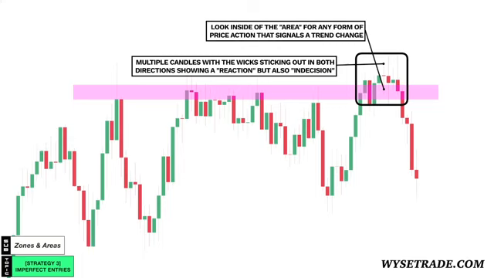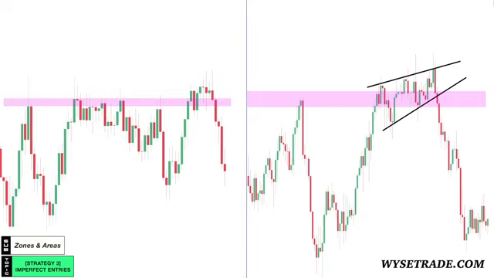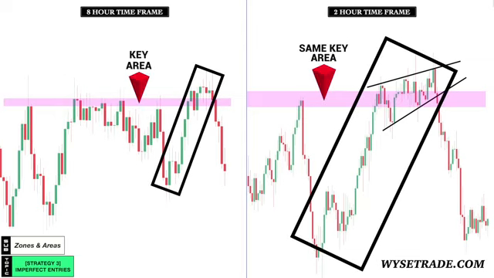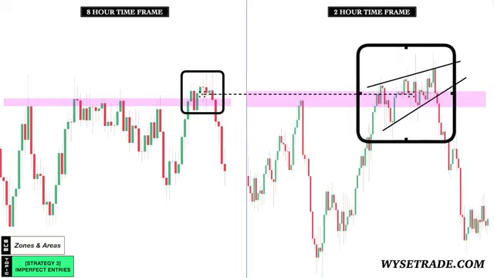So let's pull up a lower time frame, specifically the 2-hour time frame, and put it beside this one. On the left is the 8-hour time frame we just looked at, and on the right is the 2-hour time frame of the same asset. Same key level, same uptrend. This area here is this same area here.